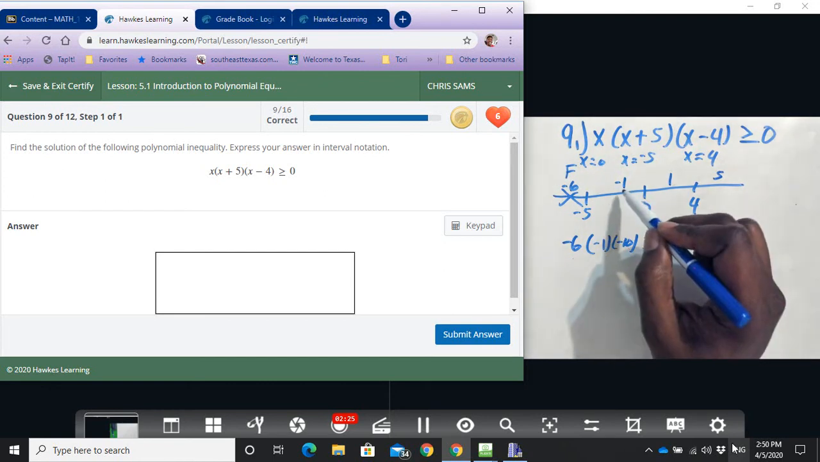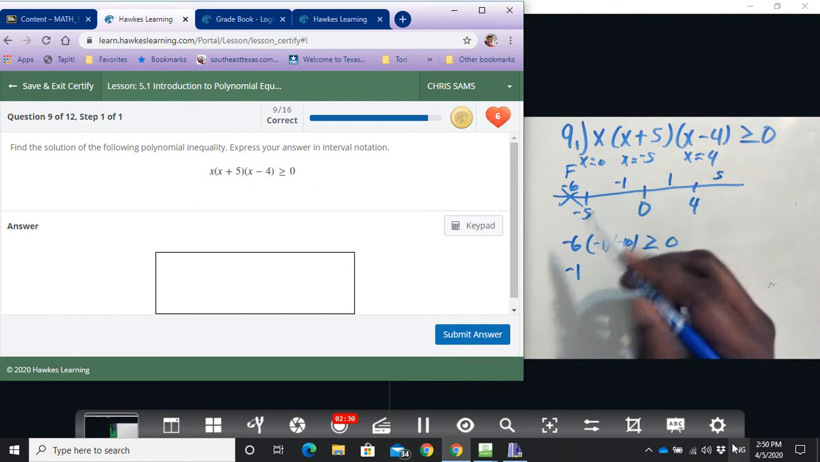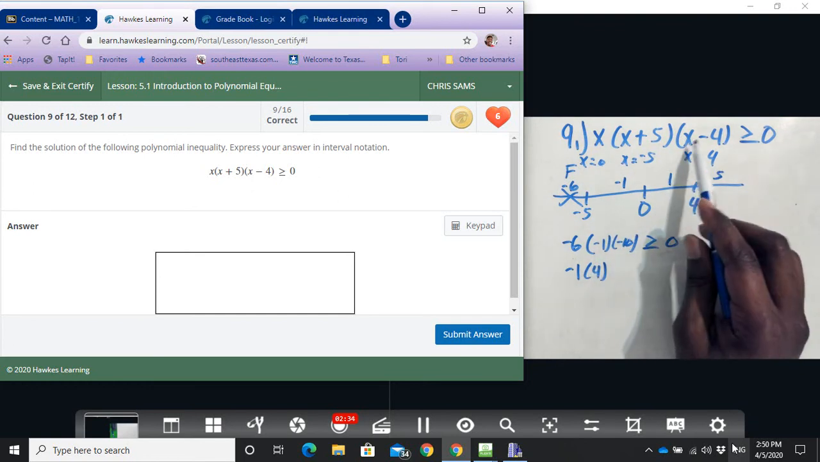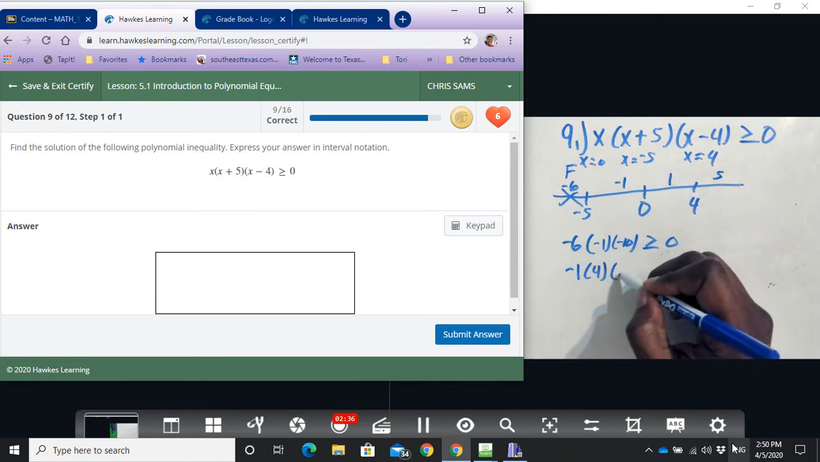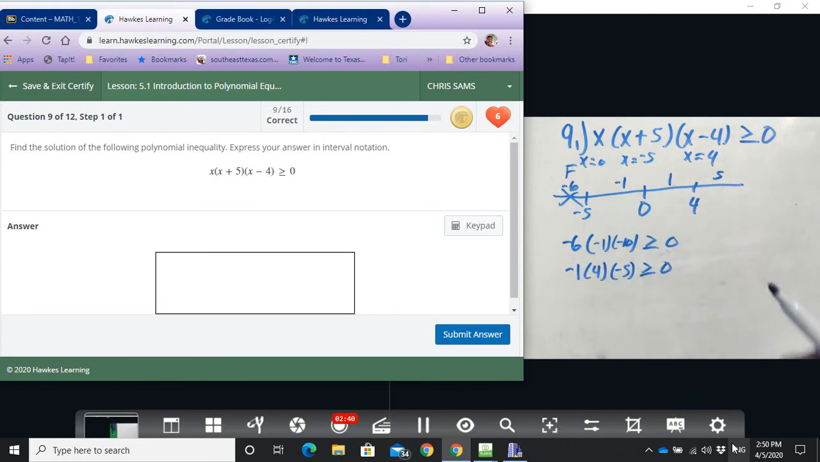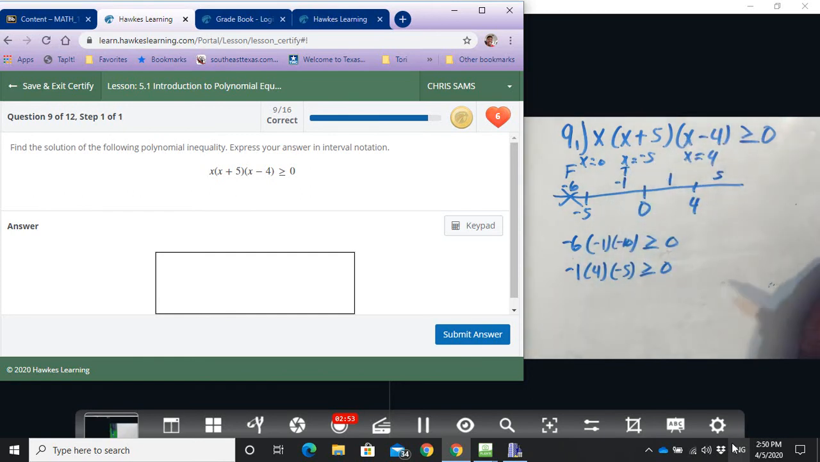Now I'm going to try negative 1. So I'll plug in negative 1. Negative 1 plus 5 gives us a positive 4. And then negative 1 minus 4 gives us a negative 5. Is this greater than or equal to 0? So negative times a positive is negative. And then negative times a negative is positive. So this is greater than 0. So this part is true. This would be in our solution set.